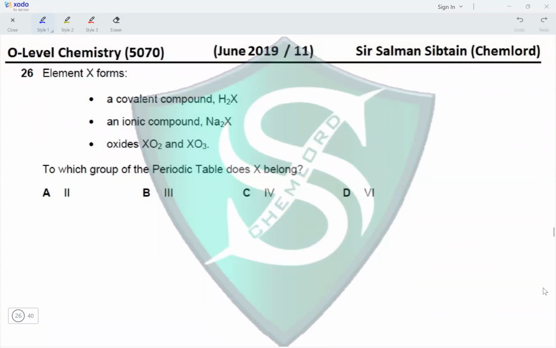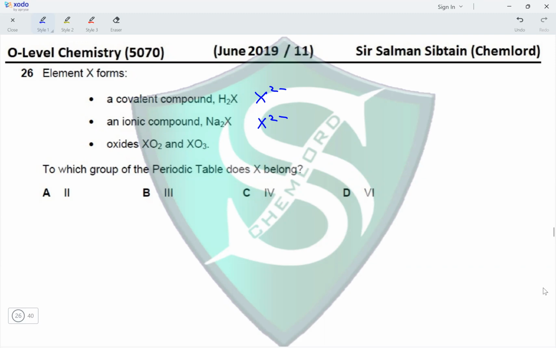Question 26. Element X forms a covalent compound H2X in which X will have a 2 negative charge, and an ionic compound Na2X, again X having a 2 negative charge. However, in the covalent compound, the 2 negative charge is its oxidation state, whereas the 2 negative charge in the ionic compound is the oxidation state as well as the ionic charge. And it forms oxides XO2 and XO3.